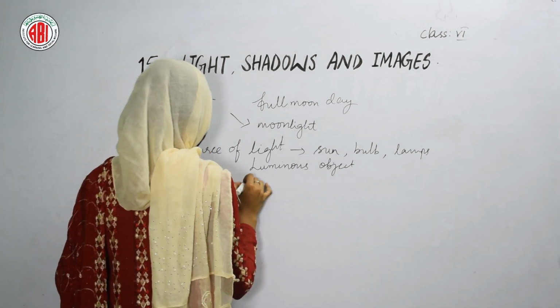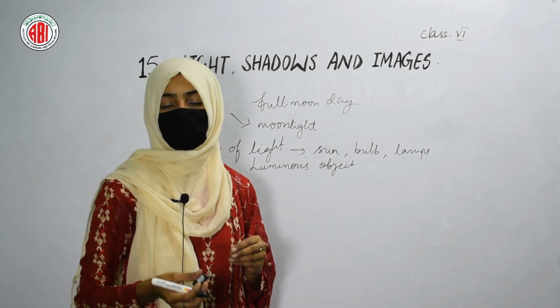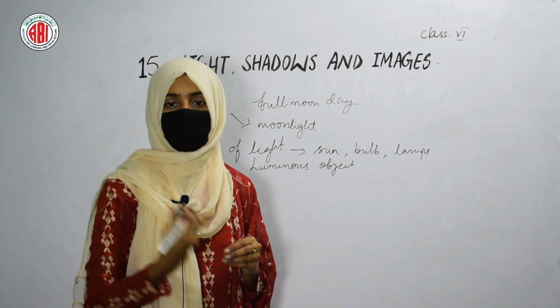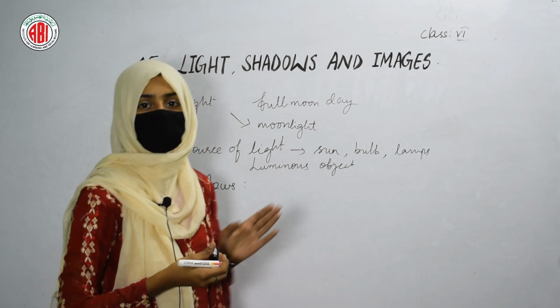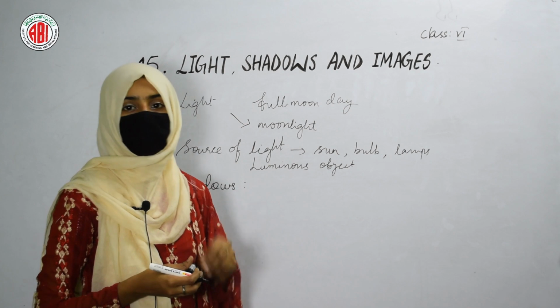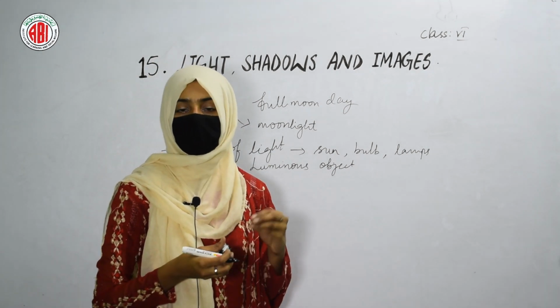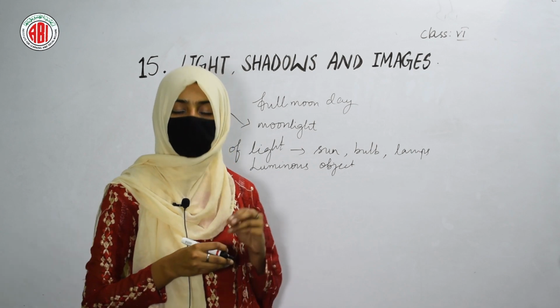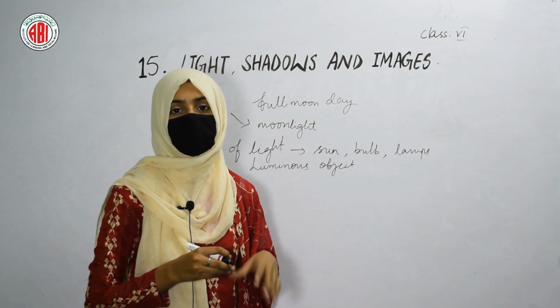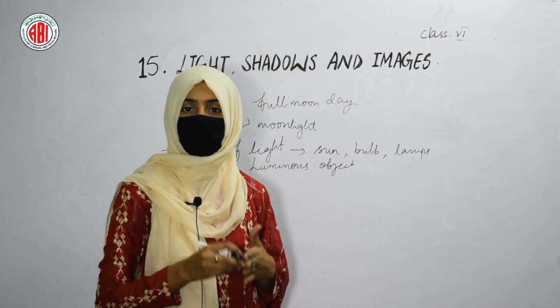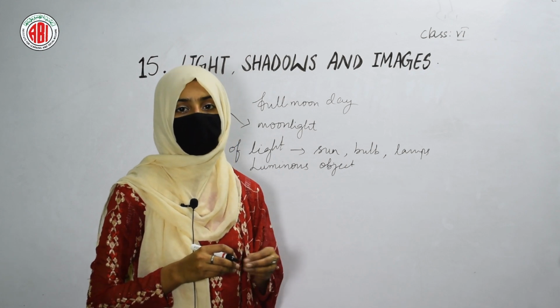Shadows, you might have seen the different shadows formed in different ways at different time intervals. So shadows are formed only when the light is present. In the beginning, I told you that light is essential to see the objects. So likewise, light is also important to form the shadows. The shadows are formed only in the presence of light.